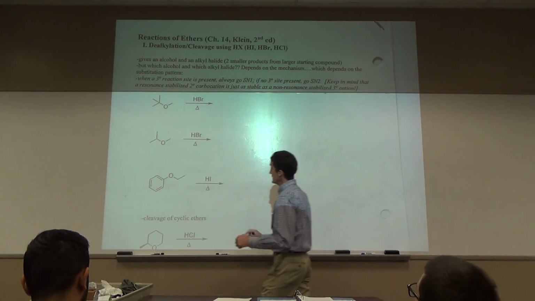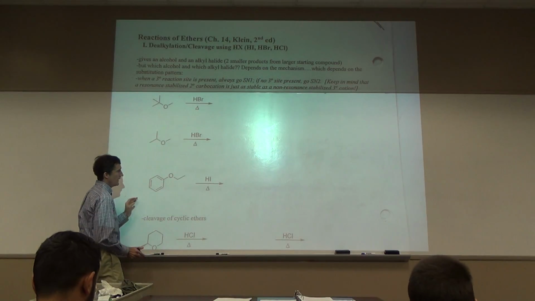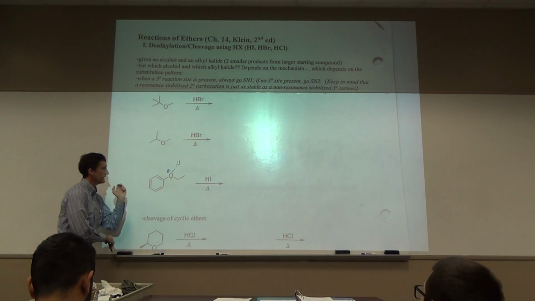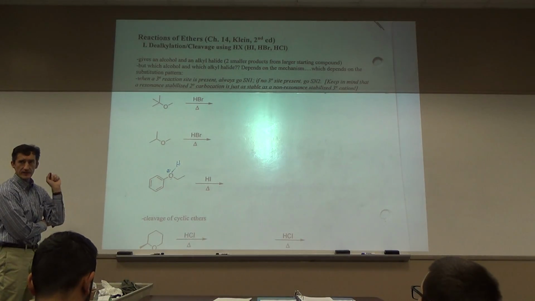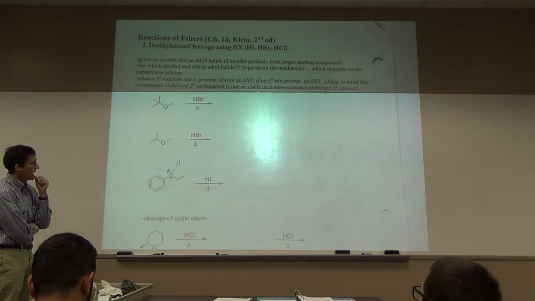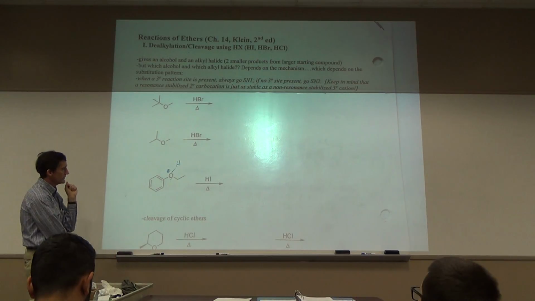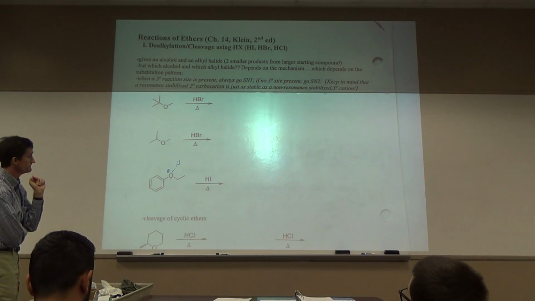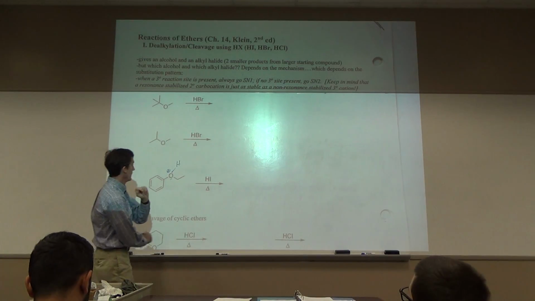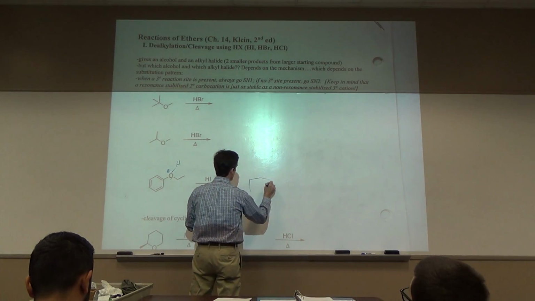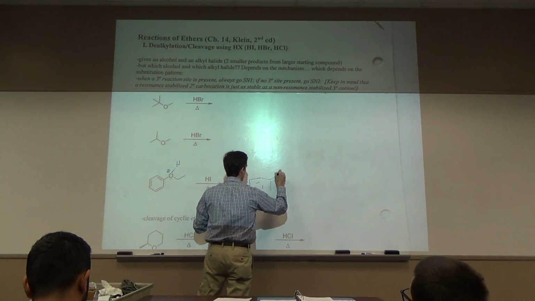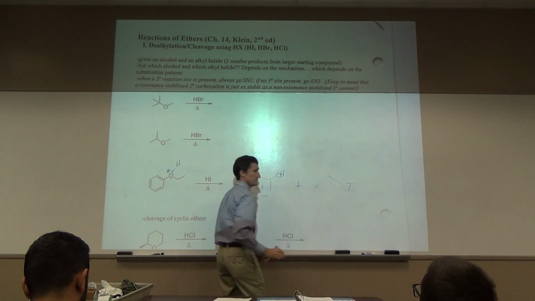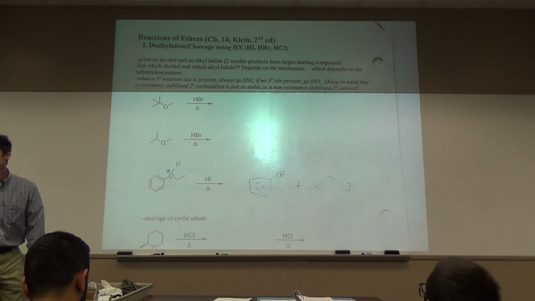Somebody have a product here? Well, we got a strong acid. I'm going to protonate this. From the protonated ether, the nucleophile is I minus, iodide. So what's the product here? Is it SN1 or SN2? Well, I'll just go ahead and show the product. The products are going to be phenol plus ethyl iodide.